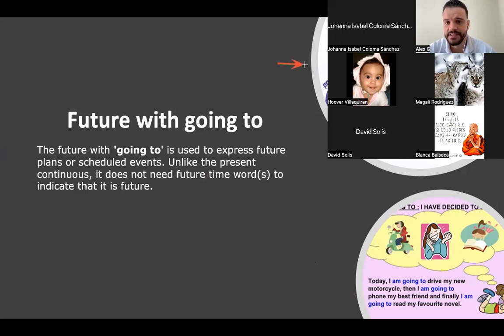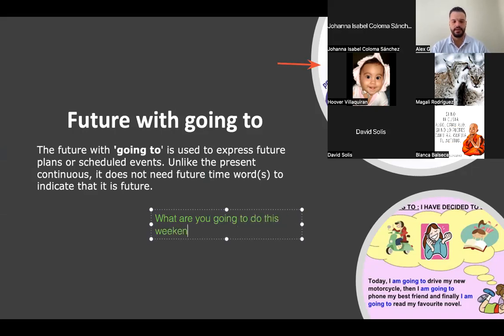Here we have the reasons or the purposes why we use be going to: for a prediction, for something based on present evidence, or for intentions. So let's practice, guys. What if I ask you, what are you going to do this weekend? What are you going to do this weekend? Hoover, what are you going to do this weekend?